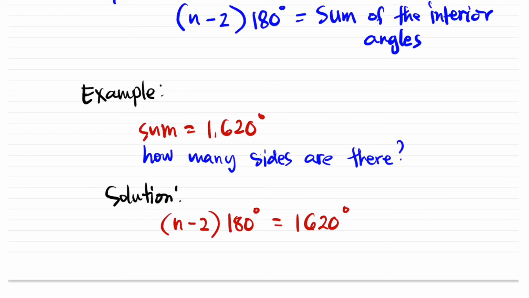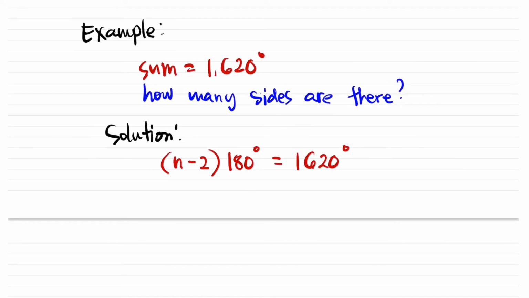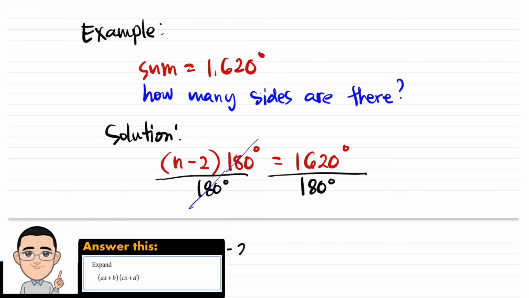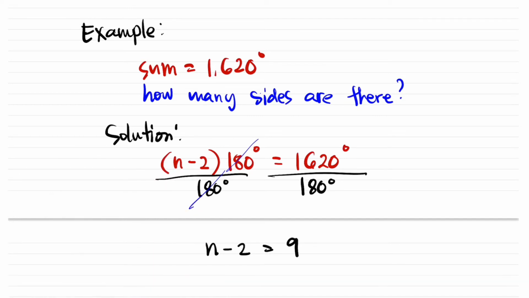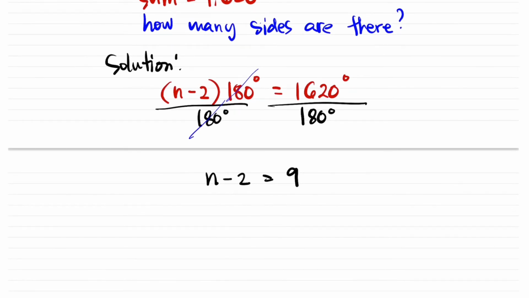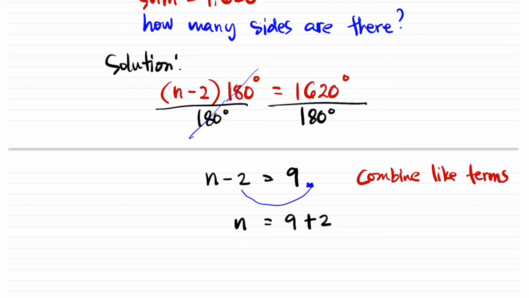Now the first thing that we are going to do is divide both sides by 180 degrees, so we can eliminate this and that. What we have here is n minus 2 equals 9, because 1620 divided by 180 is 9. Next, we combine like terms, so we move 2 here. It becomes n equals 9 plus 2, so n equals 11. This is the total number of sides.